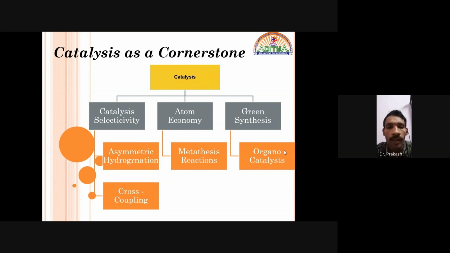So the different types of catalysts are most important, and the product, which type of product it will give, that is atom economy, and which type of products are usable or not. Green synthesis also. Coupling reactions, metathesis reactions and organocatalytic reactions are most probably involved in the reactions. Next slide.